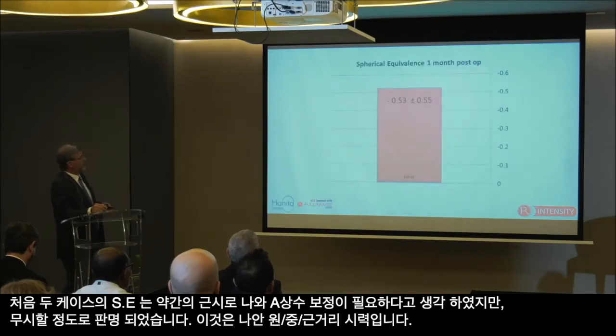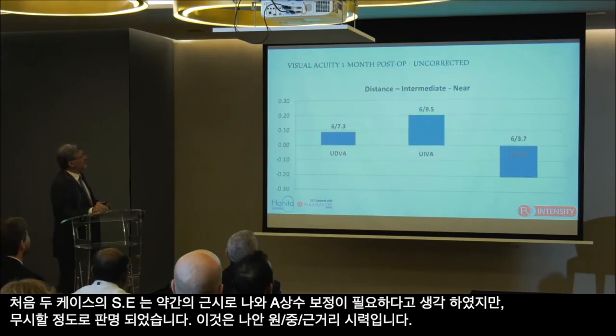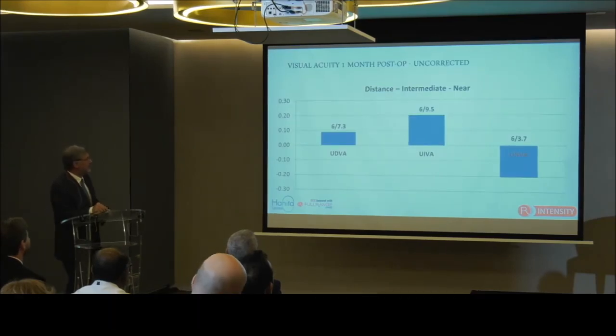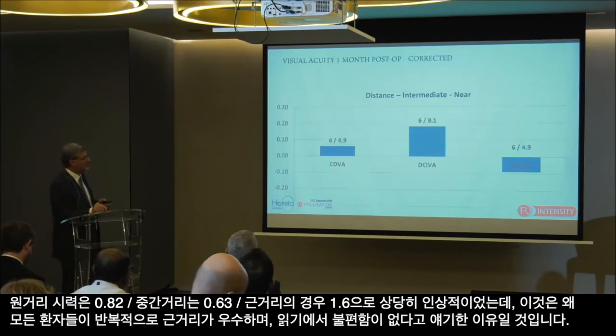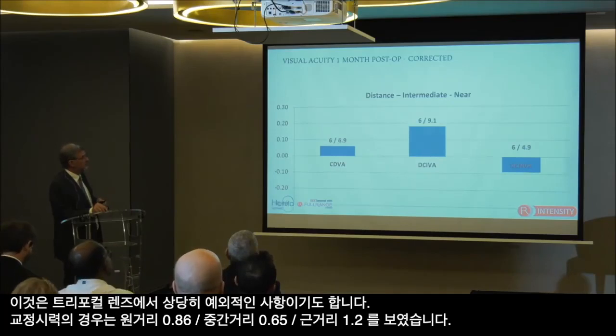Okay, let's proceed. The patients' spherical equivalent: we started with a little bit of myopia in the first 2 cases, so we had a feeling that we need to modify the A constant a little bit, but eventually it went down to almost negligible myopia. This is uncorrected distance, intermediate and near vision. Vision for distance was 0.75, 0.9 for intermediate, but this is most interesting because the near vision was superb. And this is something that all patients repeatedly said, that their near vision is good and no complaints on reading, which is quite exceptional for these trifocal lenses.